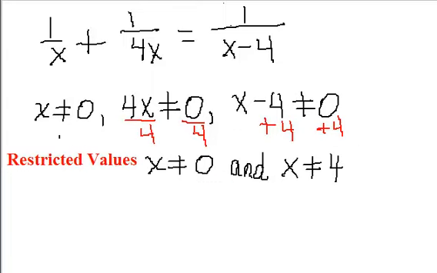Okay, so these are our restricted values. x can't equal 0 and x cannot equal 4. And I just have to keep those in mind. All right, now the next thing that I need to do is find the least common denominator.